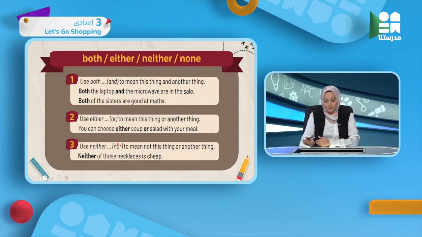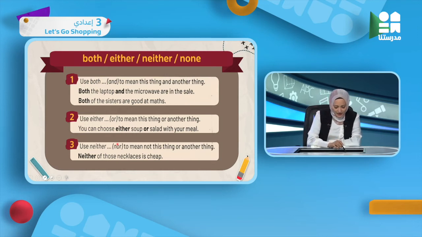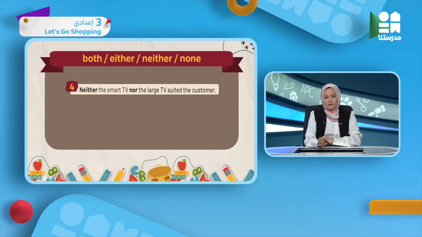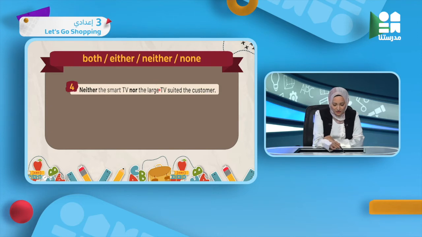Neither, and I use it with nor, to mean not this thing or another thing. Neither this nor that. I can say neither of those necklaces is cheap. And if I have neither only, without nor, then the verb is singular. Singular means for one. What if I have nor? Neither the smart TV nor the large TV suited the customer. I have neither nor.